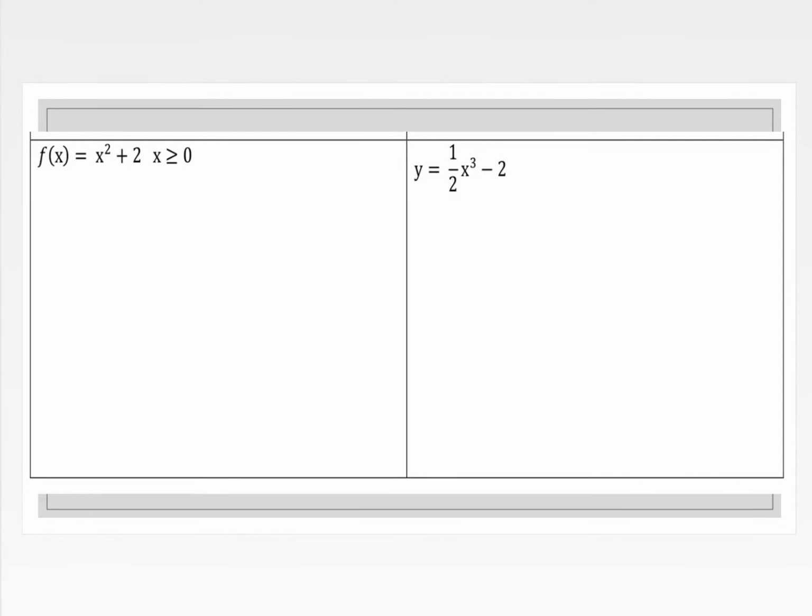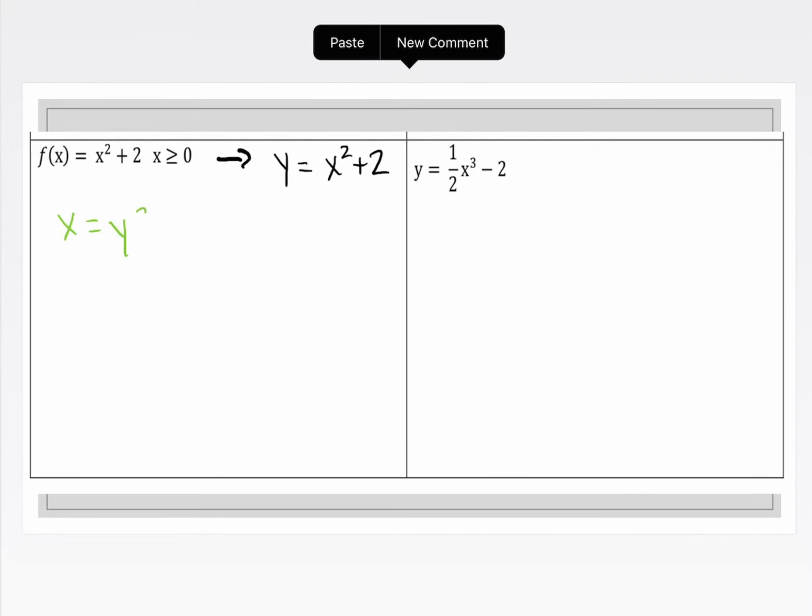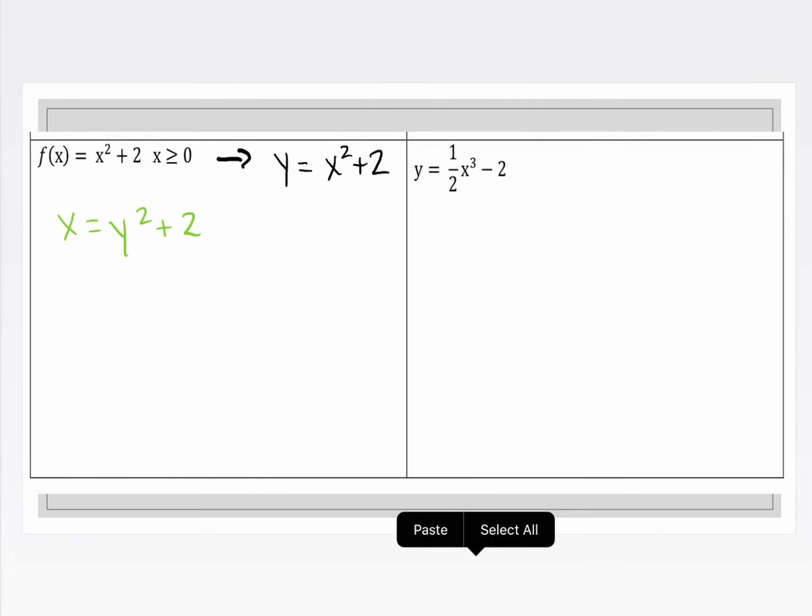Moving on to our next example, f of x equals x squared plus 2 when x is greater than or equal to 0. So another way that we can rewrite this, again, since f of x and y are interchangeable, is y equals x squared plus 2. So we're going to swap out our variables, x and y. So we have x equals y squared plus 2. And then solve for y.